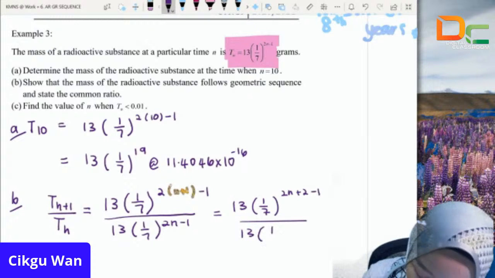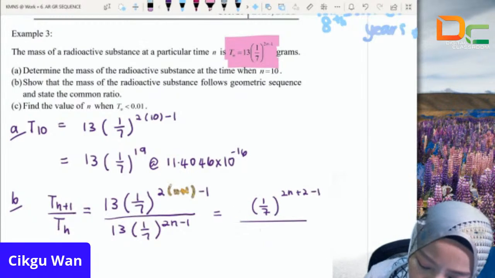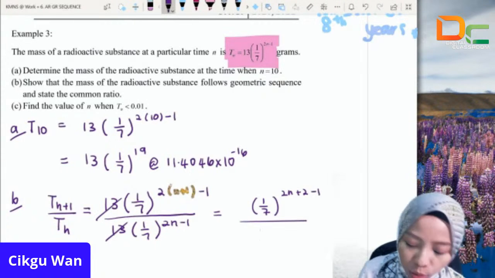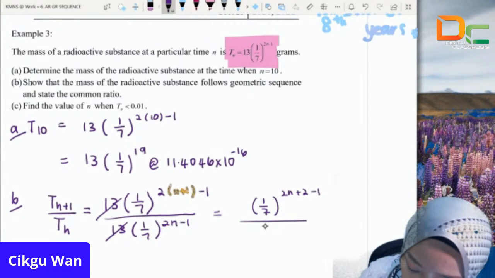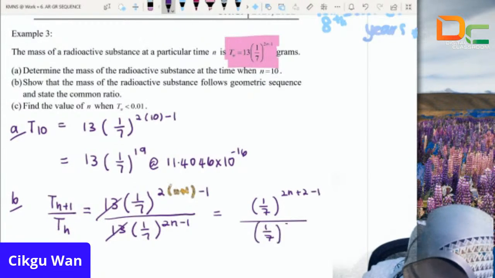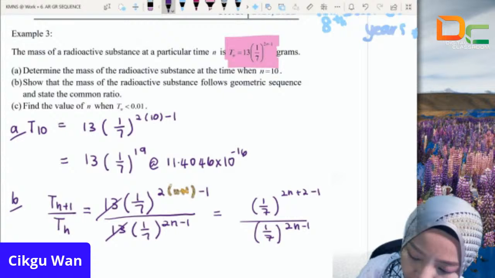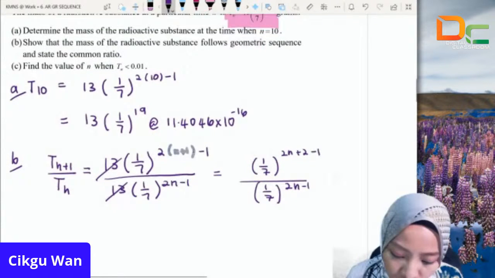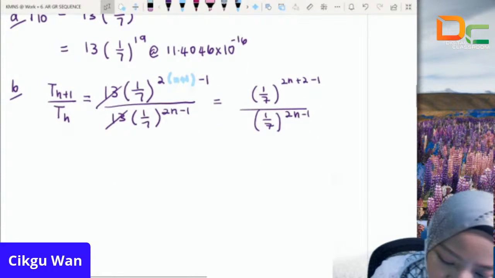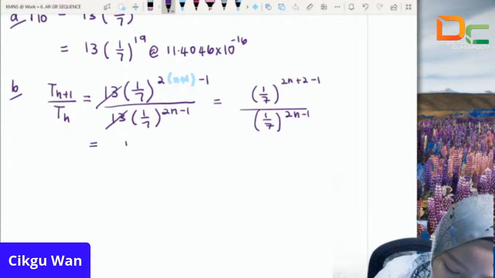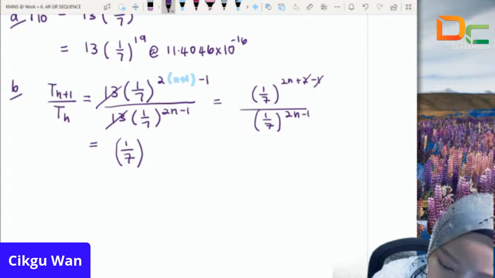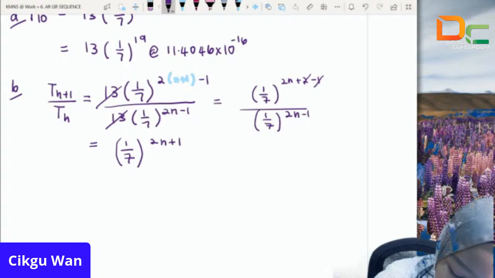13 dengan 13 boleh cancel tak? 13 dengan 13 boleh cancel. So kita tak payah nak tulis banyak kali. So 1 over 7, 2n minus 1. Alright, 2 minus 1 adalah 1. I turun ke bawah, 1 over 7 to the power of ini dengan ini 1, so 2n plus 1.